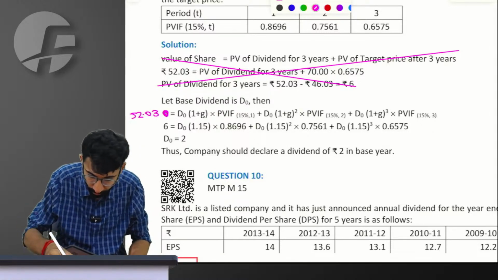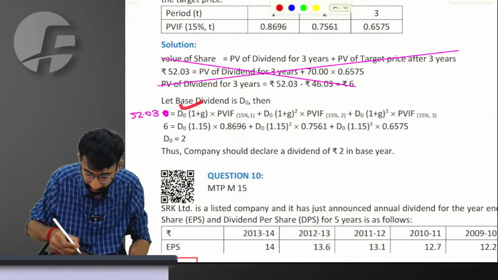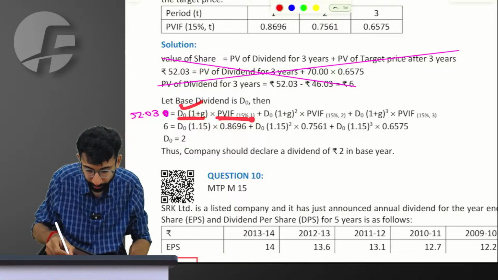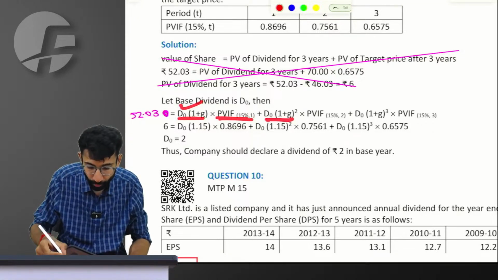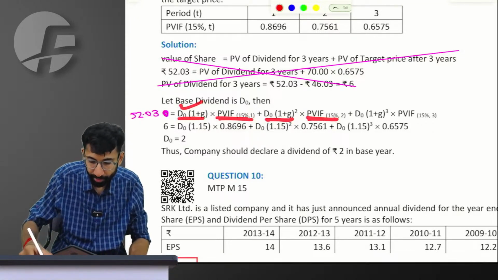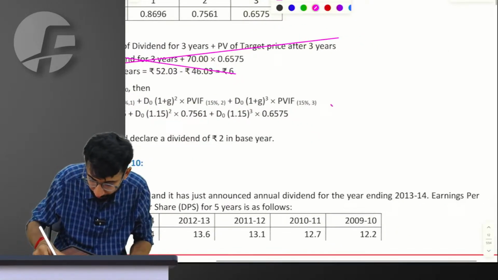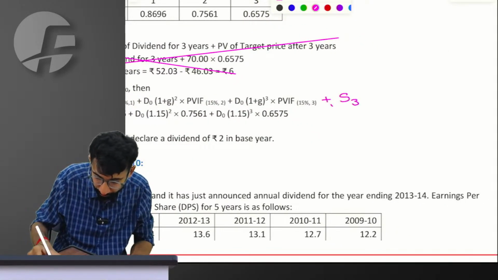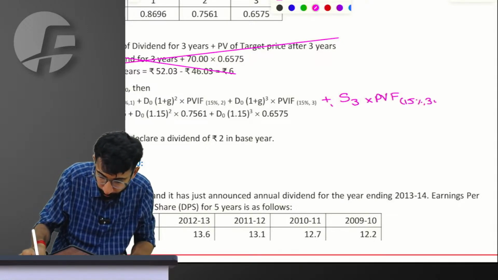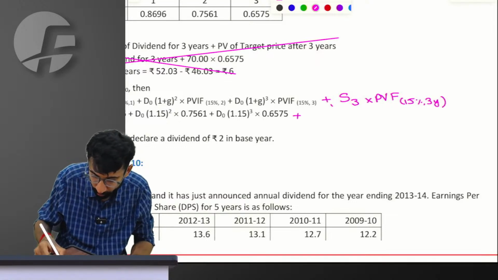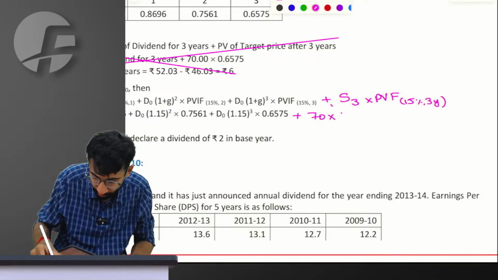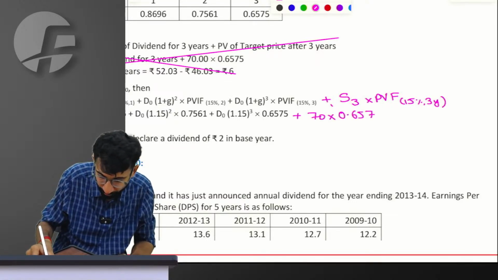52.03 equals D0 into 1 plus g, which is D1, into the present value factor of the first year, D2 into the present value factor of the second year, D3 into the present value factor of the third year, plus the sales price of the third year into the present value factor of the third year at the rate of 15%. Cool. Which means price of 70 into 0.6575.